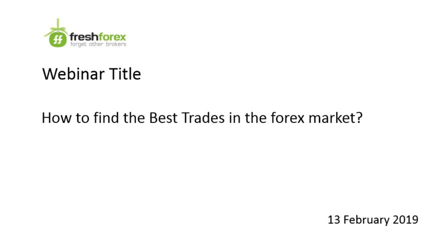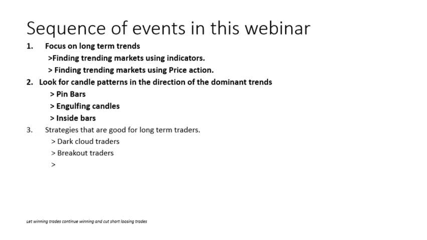First of all, the most important thing we're going to look at is we're going to focus on long-term trends. How can you locate long-term trends? We'll achieve that by first looking at finding trending markets using the indicators. Then we'll also use price action slightly to see if we can find good trends.